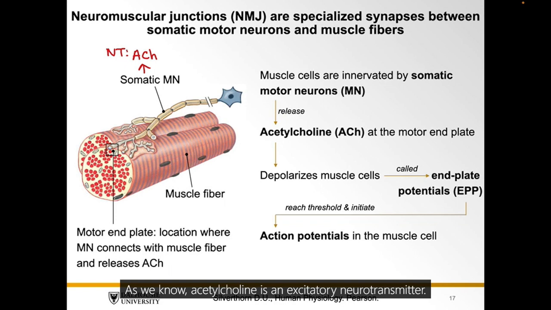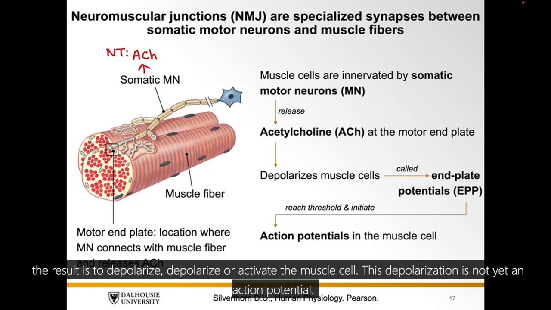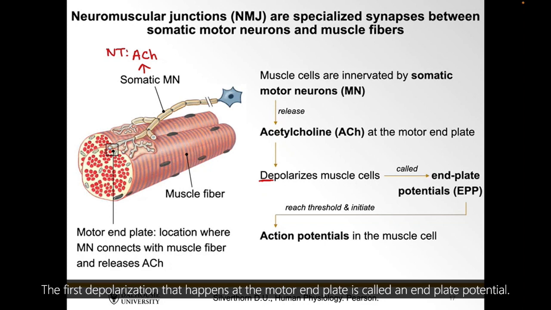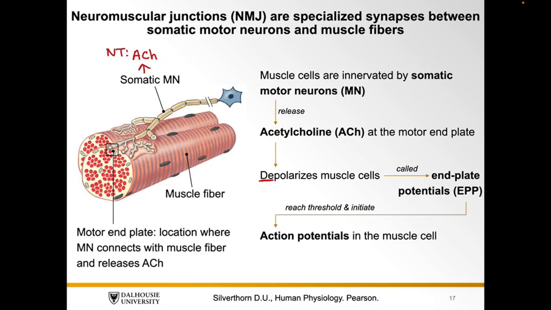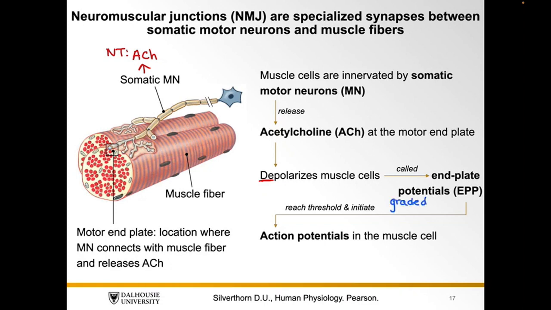As we know, acetylcholine is an excitatory neurotransmitter, meaning that when acetylcholine binds to its receptor at the motor end plate, the result is to depolarize, right? Depolarize or activate the muscle cell. This depolarization is not yet an action potential. The first depolarization that happens at the motor end plate is called an end plate potential. And these end plate potentials are graded potentials.